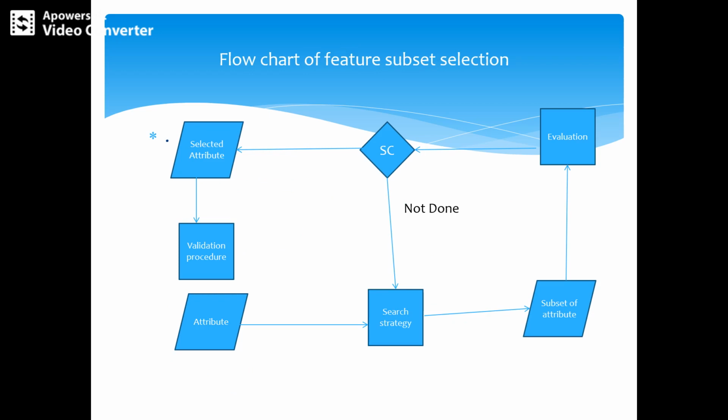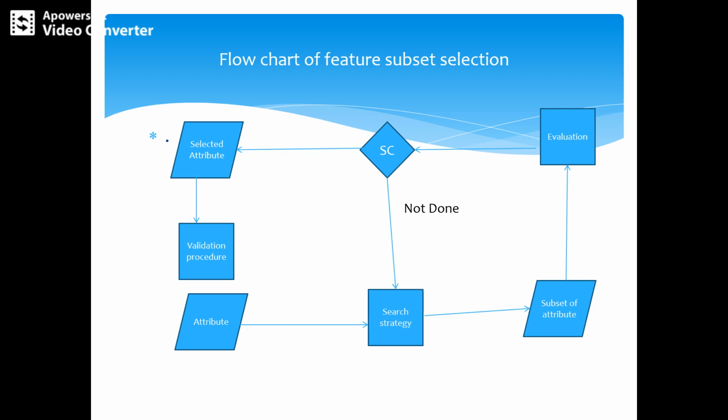This is the simple flowchart of feature subset selection. It is a very simple technique. In this architecture, filter methods and wrapper methods differ only in the way they evaluate subsets of features. For the wrapper method, the subset evaluation uses the target data mining algorithm, while for the filter approach, the evaluation technique is distinct from the target data mining algorithm.